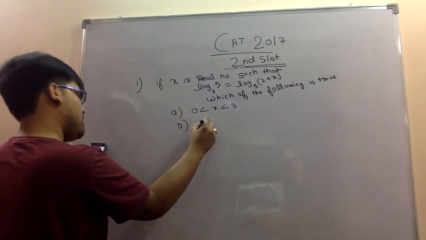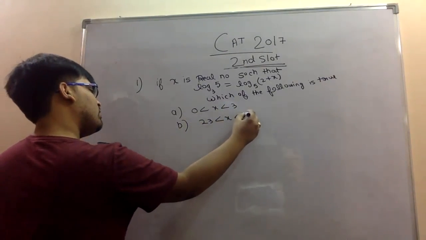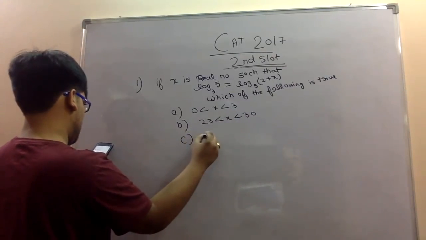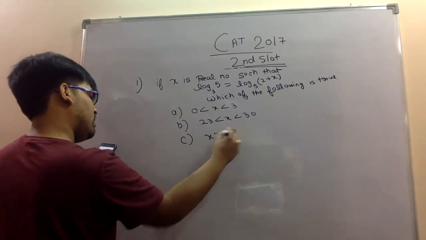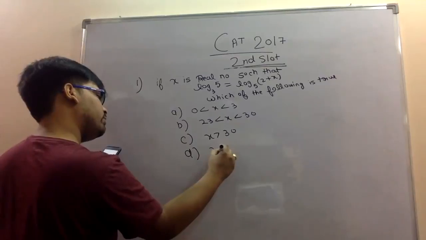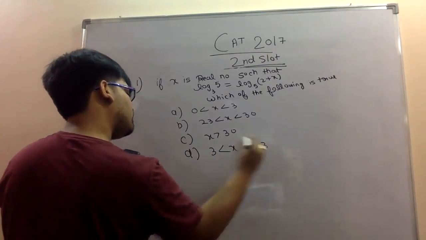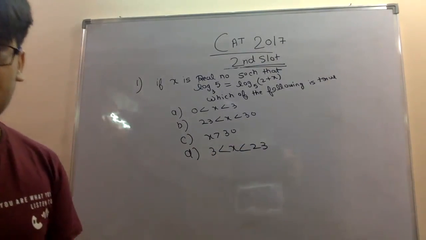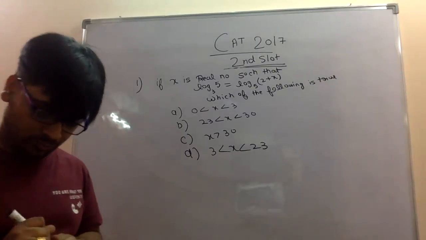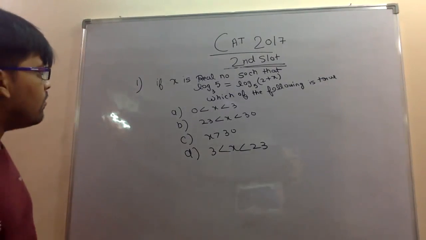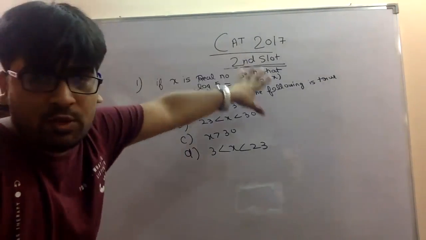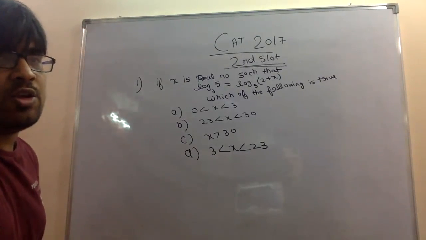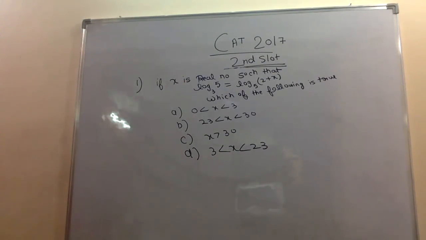ऑप्शन बी, ऑप्शन सी एंड ऑप्शन डी। ठीक है, ट्राई दिस। This is first question of CAT 2017 second slot. You can share this link with your friends also. They can go through the solutions of CAT 2017 second slot.